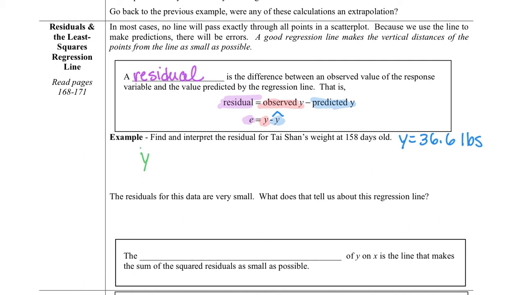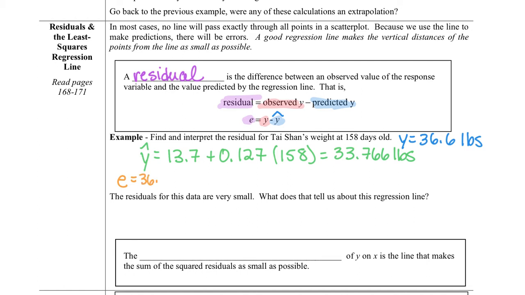To find Y hat, our predicted value, we're going to use our equation that we have from before. So this is going to be 13.7 plus 0.127. And then you can also see that we're going to substitute for X the 158, and that will give us 33.766 pounds.